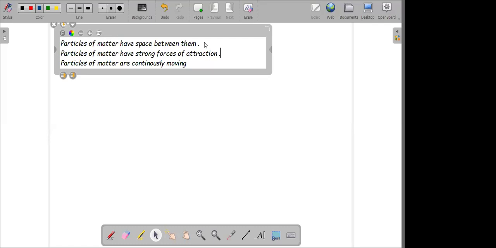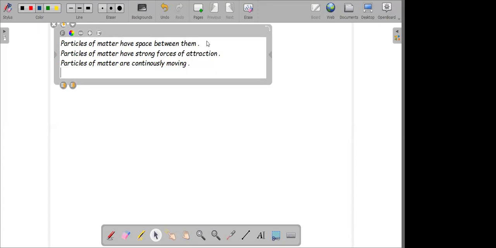Okay. The next one, we have particles are continuously moving, which we observed in the case of KMnO4, that is potassium permanganate. If you take a liquid and put a small drop of ink at the top, the ink will spread throughout the solution. It means that the particles of matter are continuously moving. So these are the three properties which we should be able to remember.